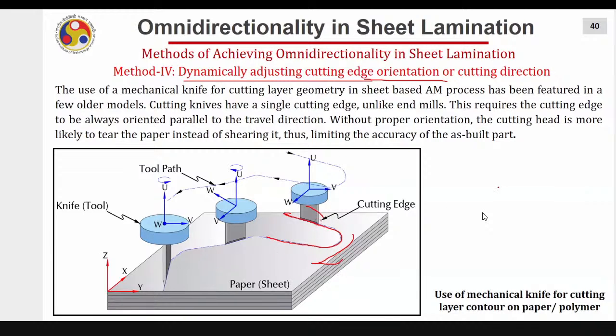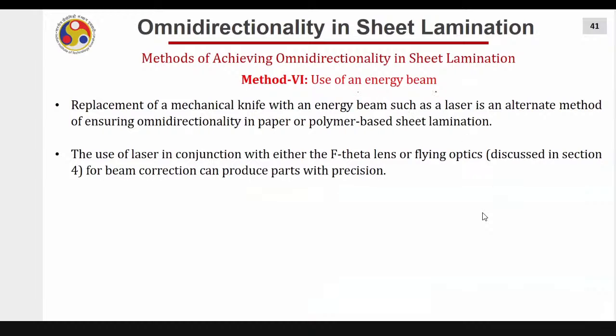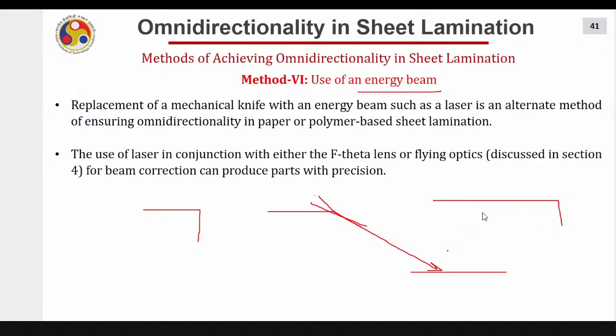If you are using a laser, that is also an issue, because if a laser is used, a galvanometer will be used, and if you are deflecting it away, beam correction is required. Hence, there are two options if you are using a laser beam. Either you use flying optics, meaning you move the entire beam to that location, or you use F theta lenses, right, to make the process omnidirectional.